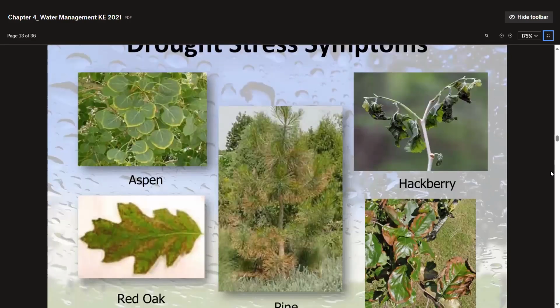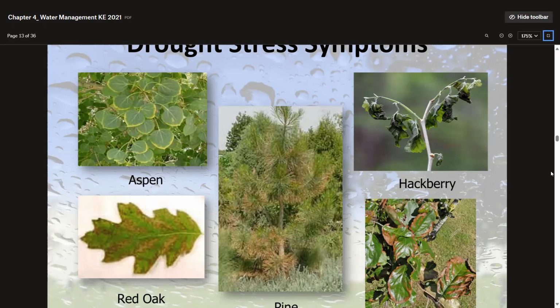Drought stress symptoms for different trees. Here's your aspen leaf up on the left-hand corner. You can see it starting to yellow at the margins, right, at the outside of that leaf. The red oak will actually die back into the veins, and that's where it'll start showing color first. Pines will go from that beautiful green to brown and orange. There's a couple different varieties that will turn different colors as they start to die back in that pine, conifer family. Hackberries just wilt.